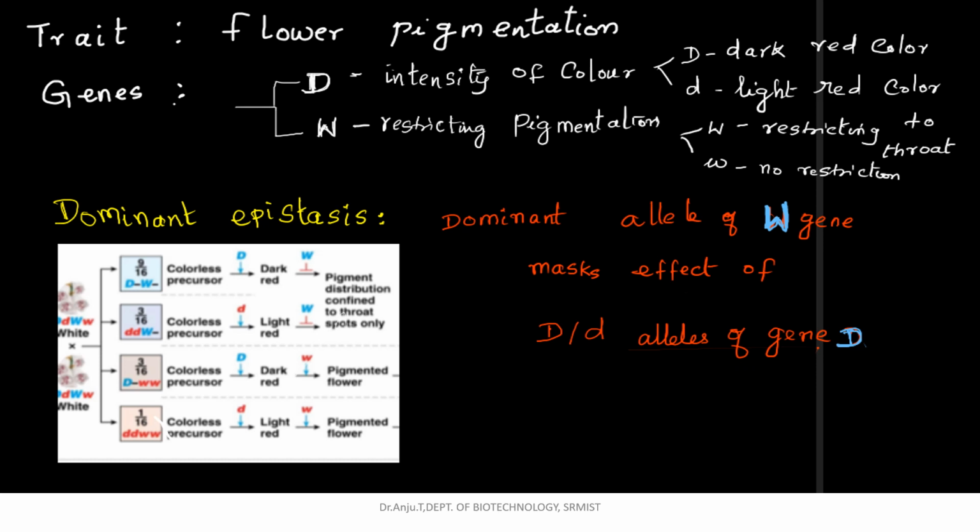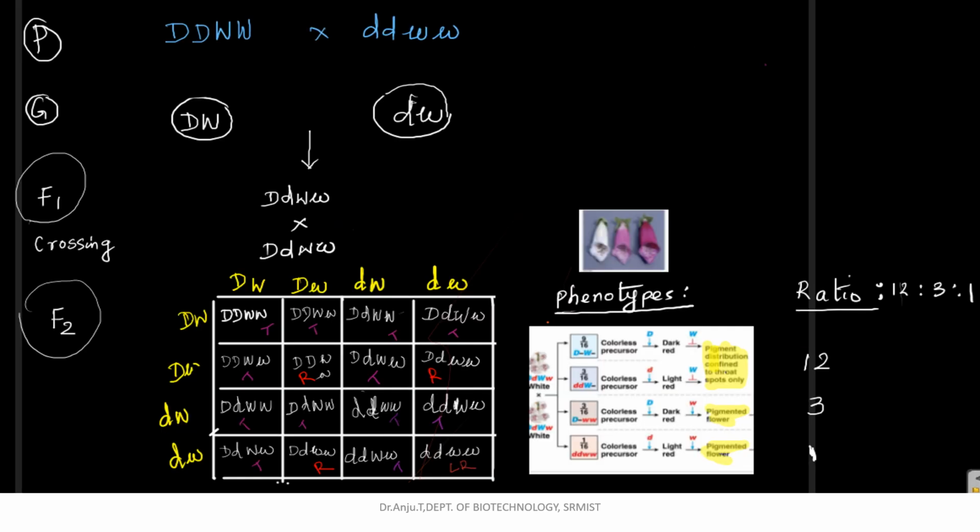Hence it is a good example of dominant epistasis. So we have done a cross. The parents are homozygous, we take the parents and their gametes, and in the F1 we are crossing the heterozygous parents. So we draw a Punnett square, and what is the ratio? The ratio we get has three types of phenotypes.